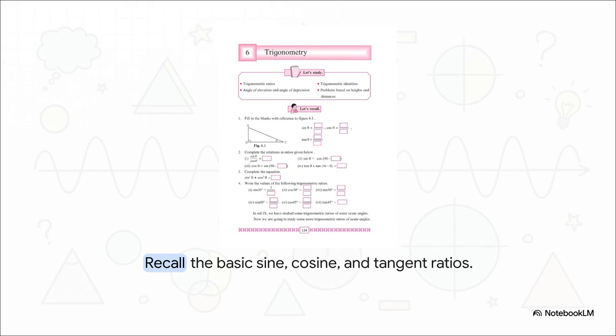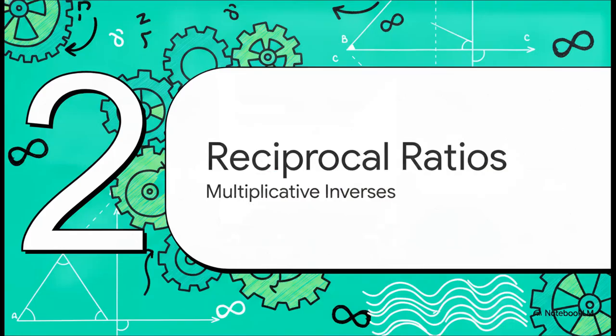For any acute angle, let's call it theta, the sine ratio is simply the opposite side divided by the hypotenuse. The cosine ratio, that's the adjacent side over the hypotenuse, and the tangent ratio is the opposite side divided by the adjacent side. Keeping this right-angled triangle clearly in your mind is going to be absolutely essential for everything else we do today.